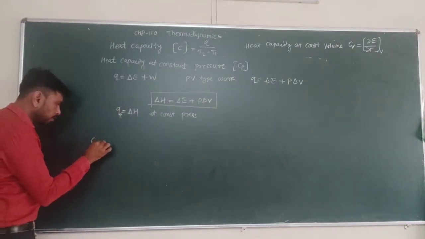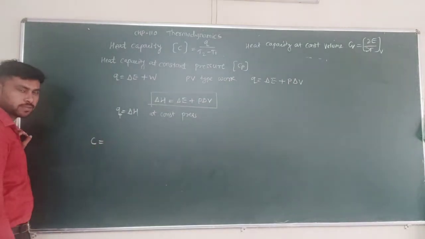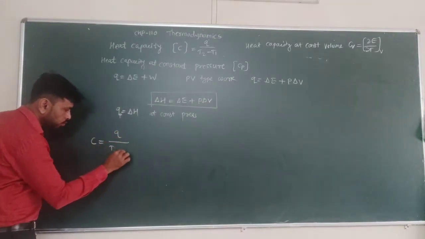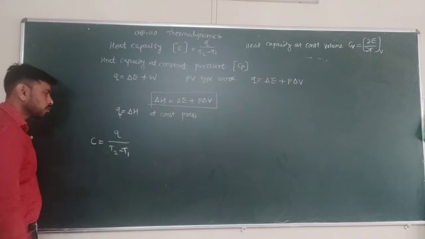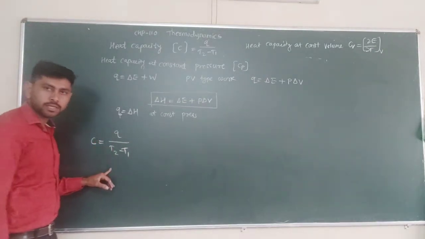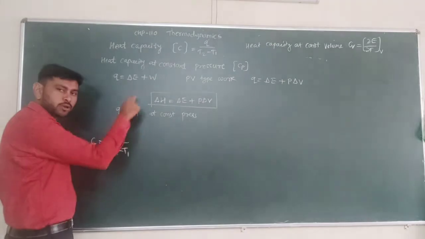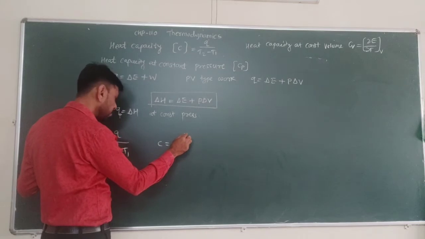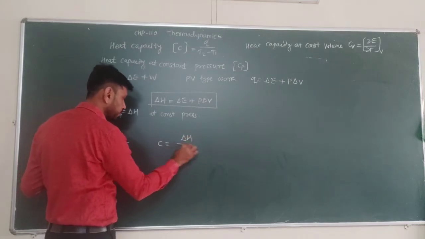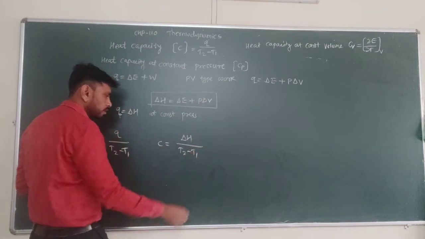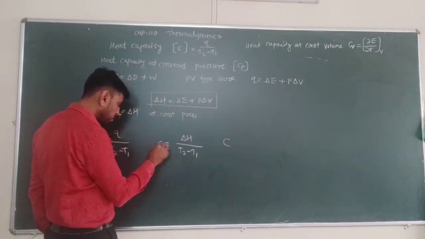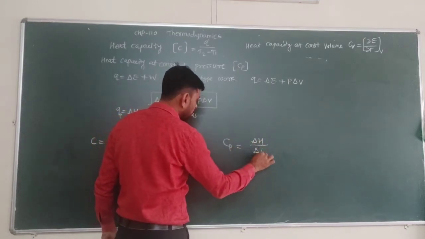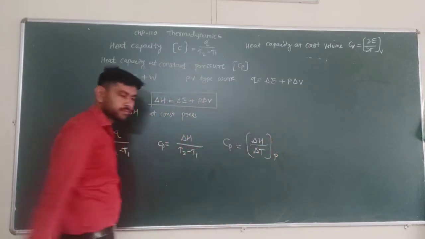Now again see the specific heat capacity. Heat capacity C is equal to Q upon T2 minus T1. So Q should be replaced, at constant pressure, by delta H. So C is equal to delta H upon T2 minus T1. So Cp is equal to delta H upon delta T at constant pressure.